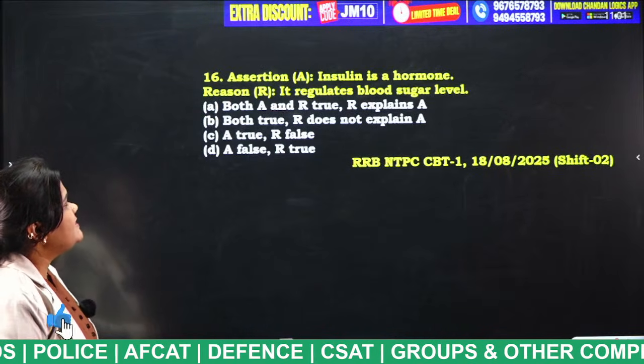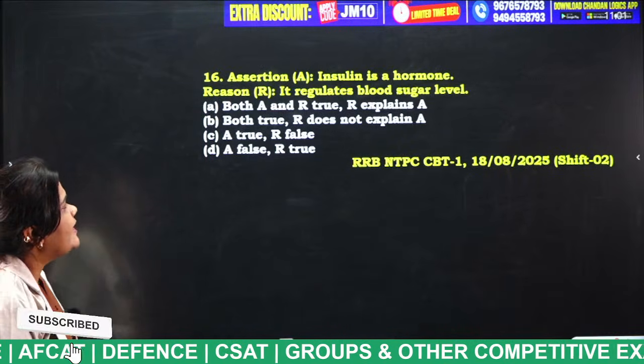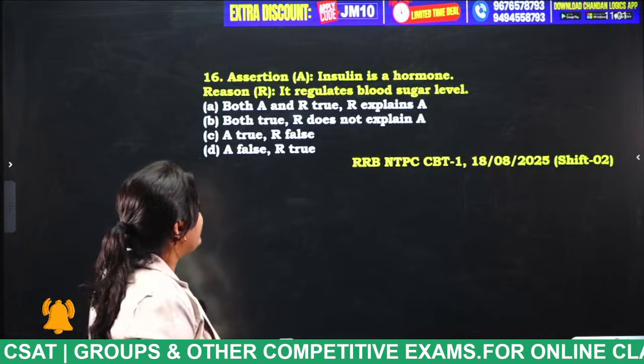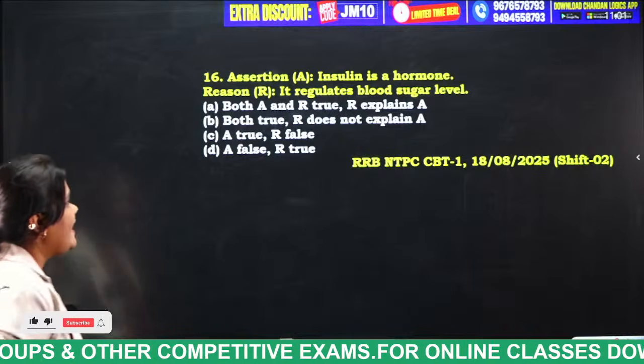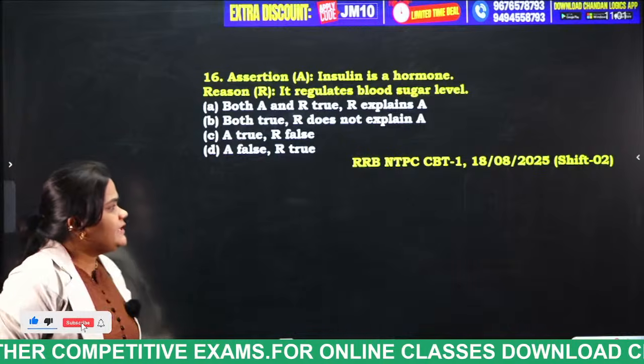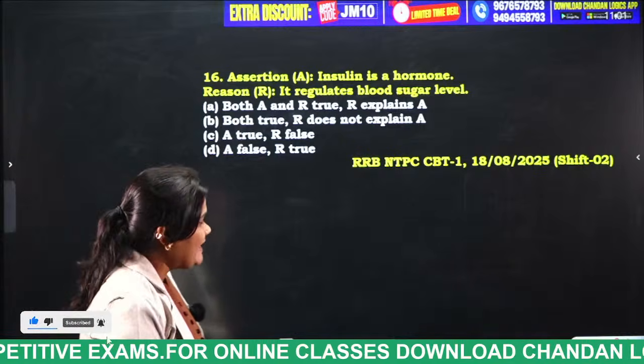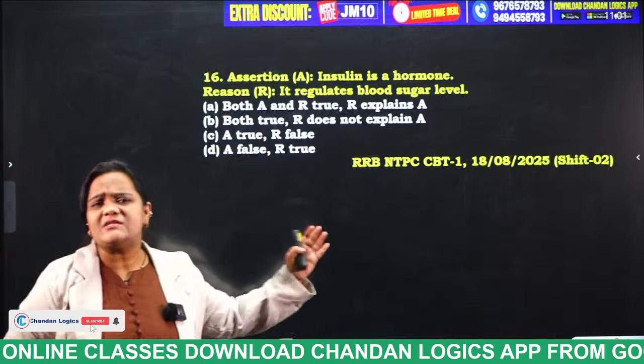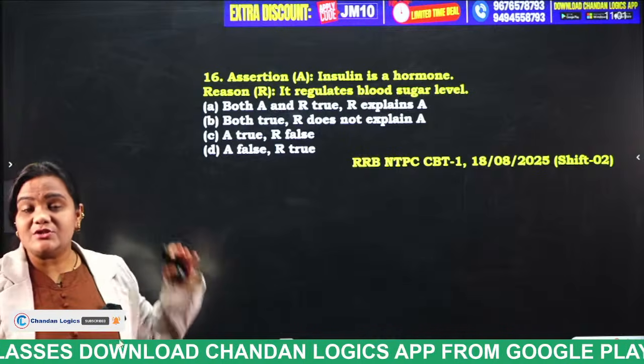Assertion: insulin is a hormone. Reason: it regulates blood sugar level. Options: both A and R are true and R explains A; both true, R does not explain A; A true, R false. This question was asked in RRB NTPC CBT 1, August 18, 2025. A recently asked question, students, so look at this question.